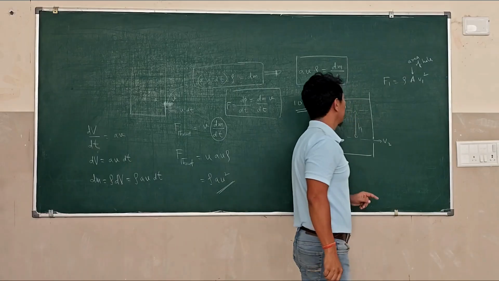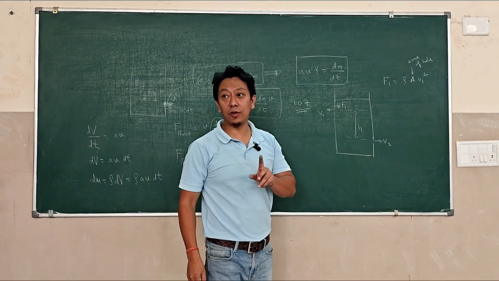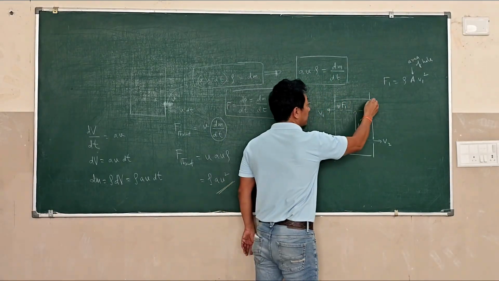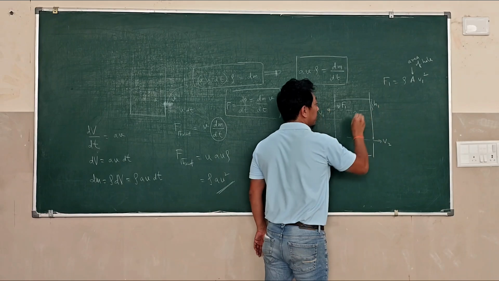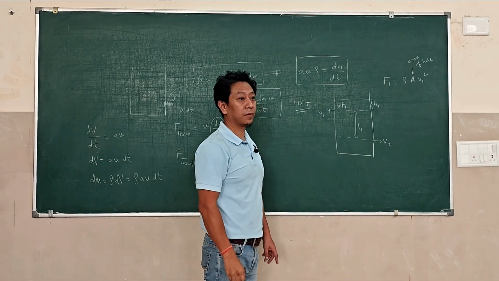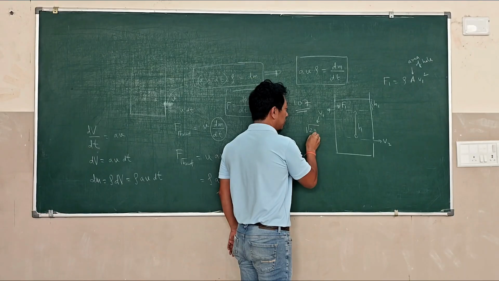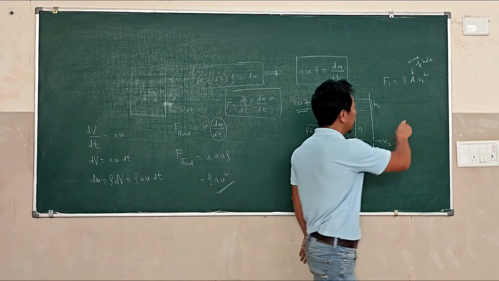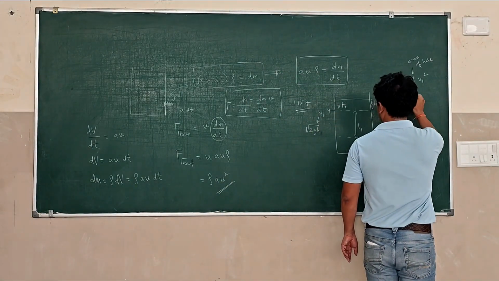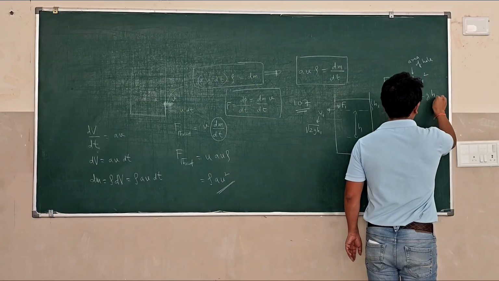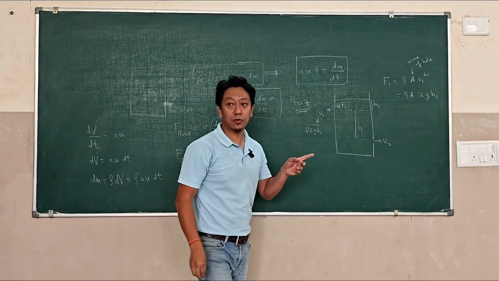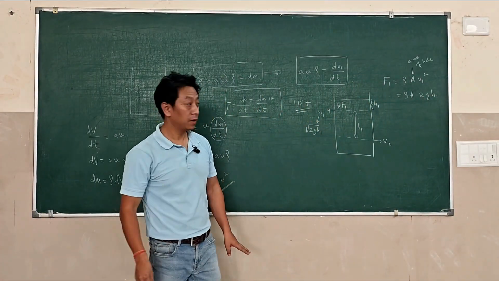V1 square. Now from Torricelli's law, what is V1? If I say this depth is H1, V1 will be what? Root of 2gh1. So what will be V1 square? 2gh1, because it is squared, so the square root will be removed.